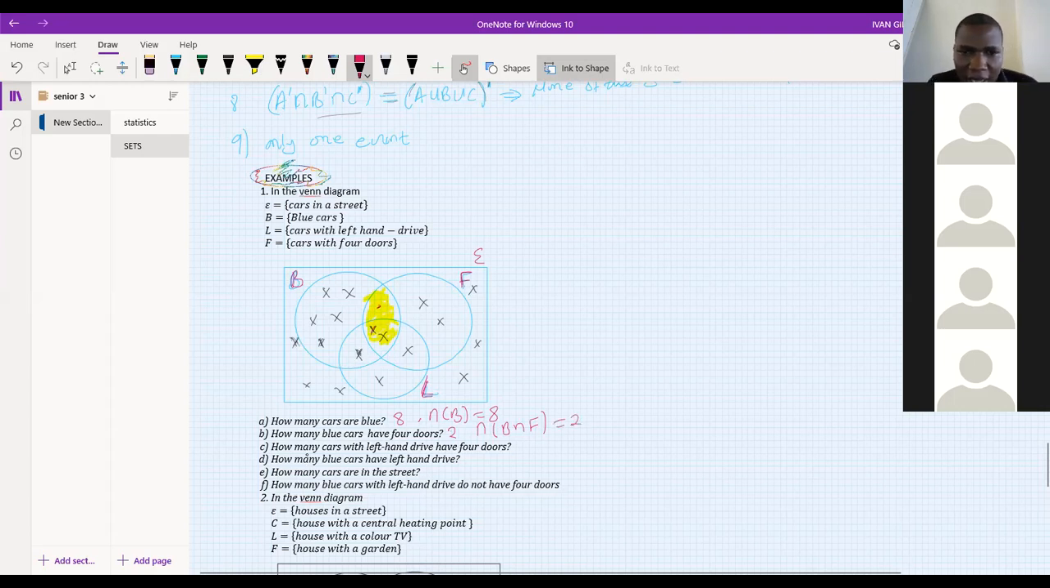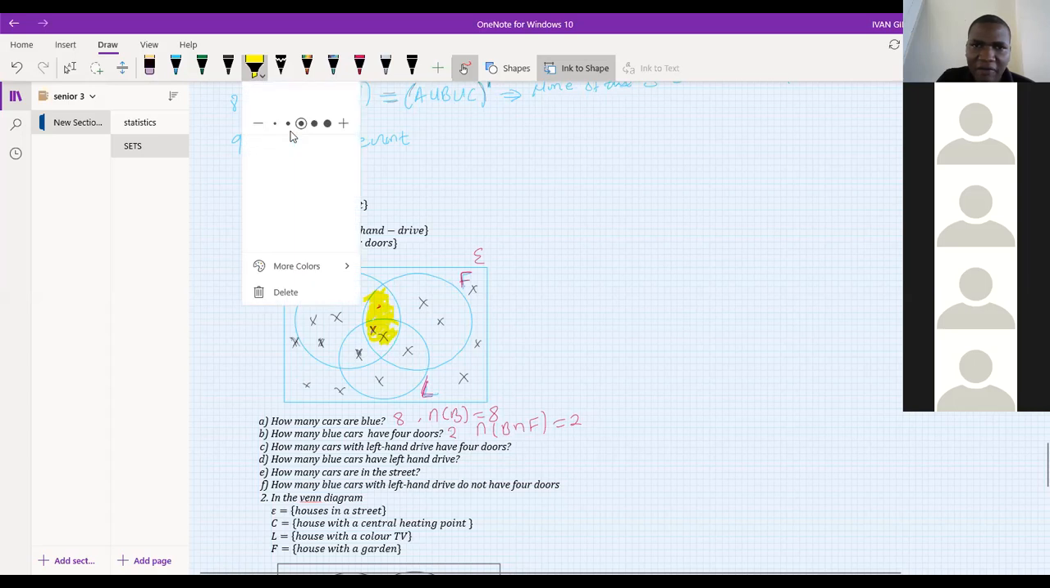Then the other one is, how many cars with left-hand drive have 4 doors? How many cars with left-hand drive have 4 doors? 3. Somebody's giving us 3. The number of cars with left-hand drive that have 4 doors.